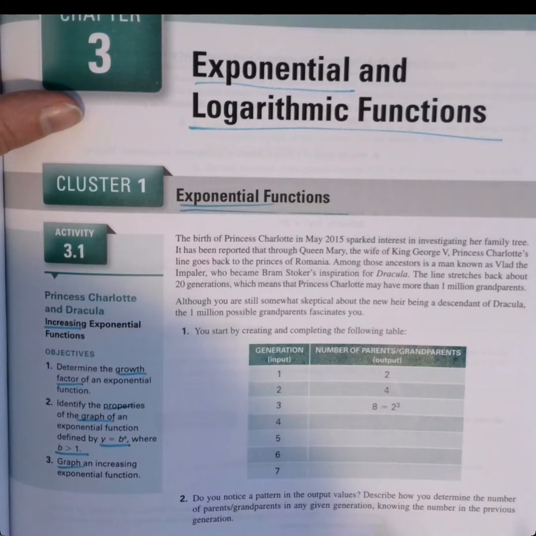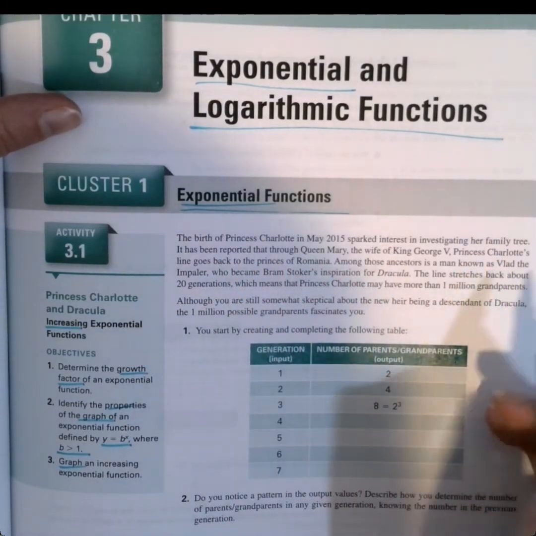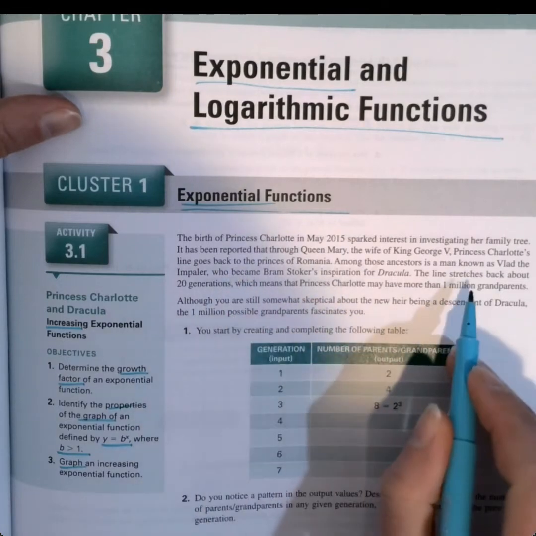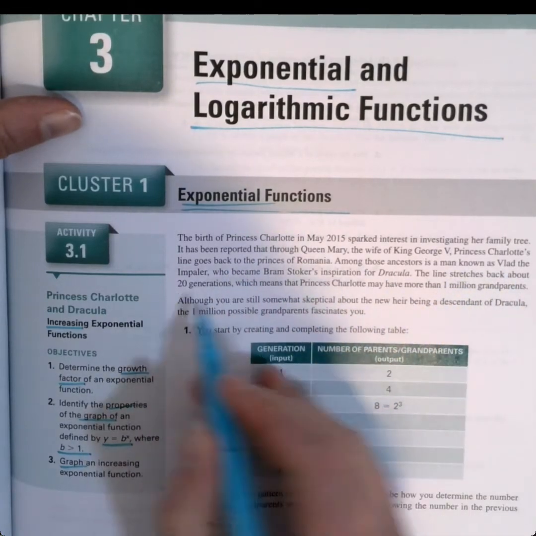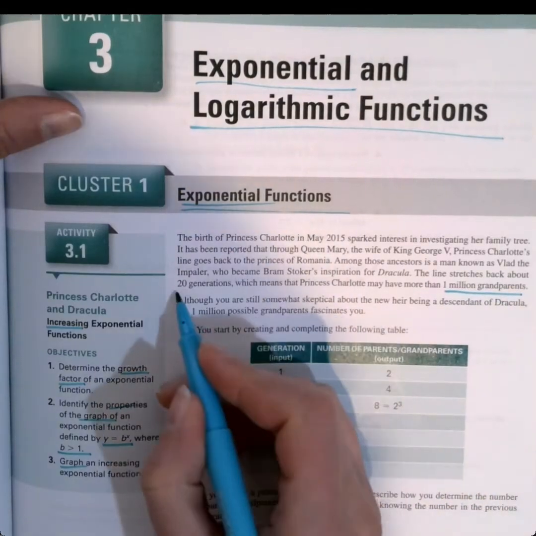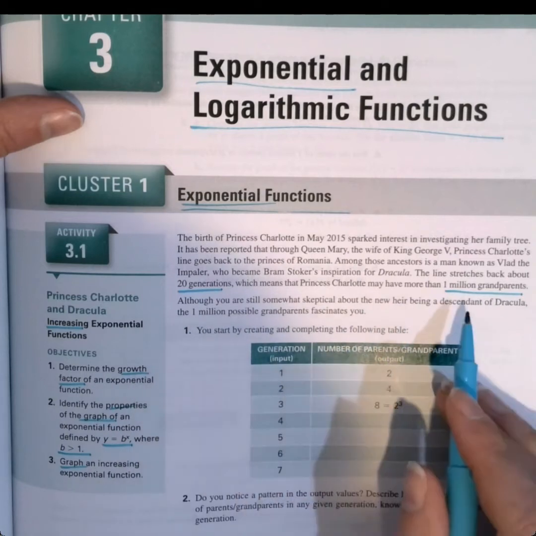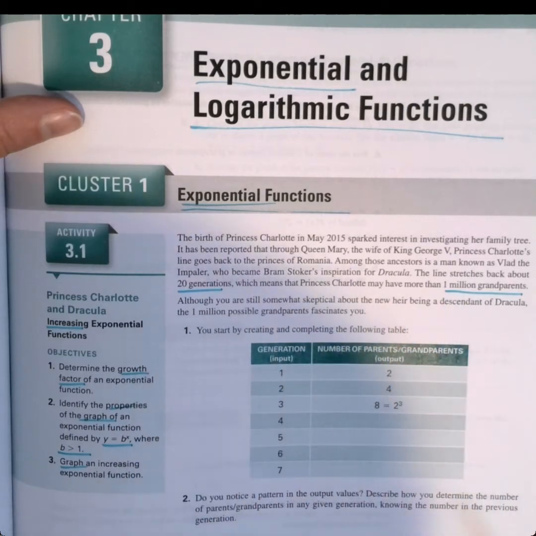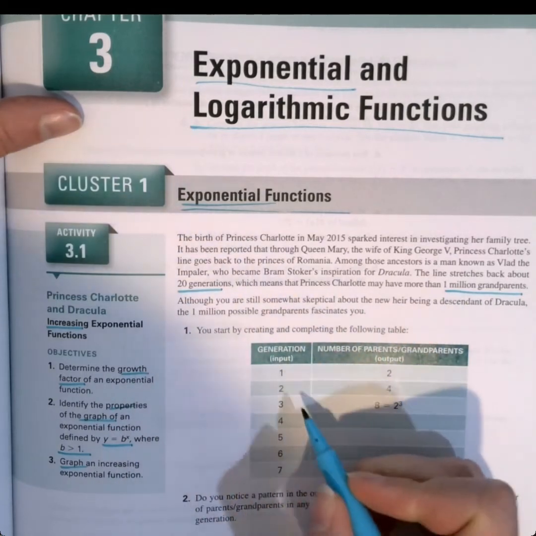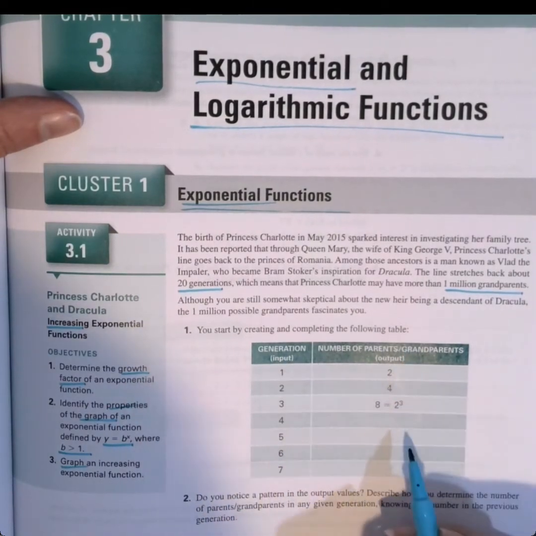All right, so in this first situation, reading through, we have this theory that Princess Charlotte's line stretches back 20 generations, which means that she must have more than 1 million grandparents in those 20 generations. So we want to just see if this is possible, true. So we're going to start by making this table, talking about the generation and the number of parents or grandparents.